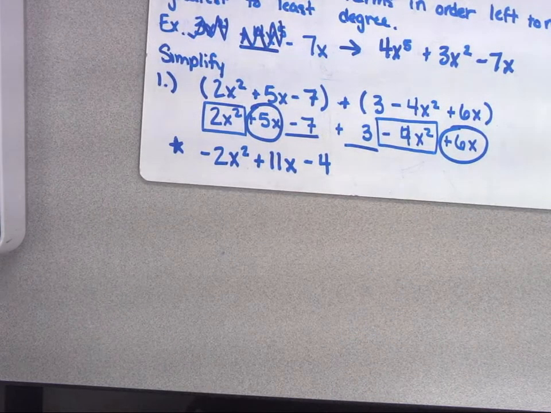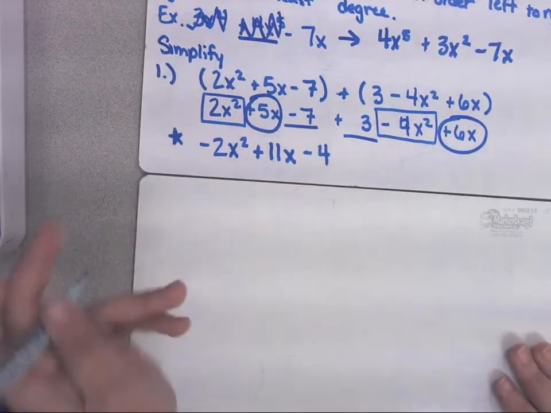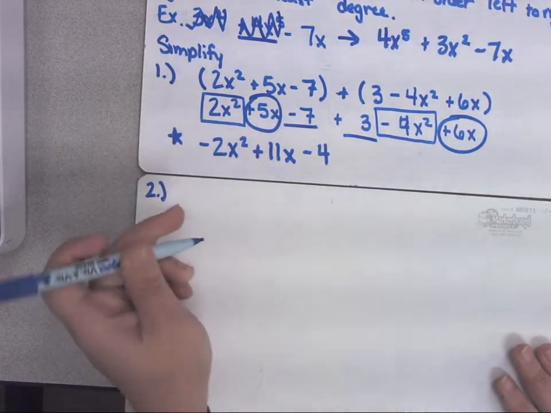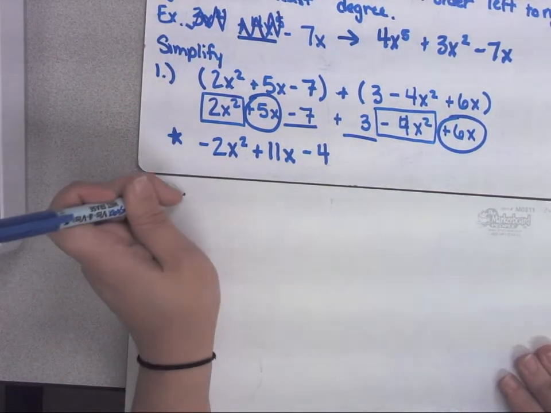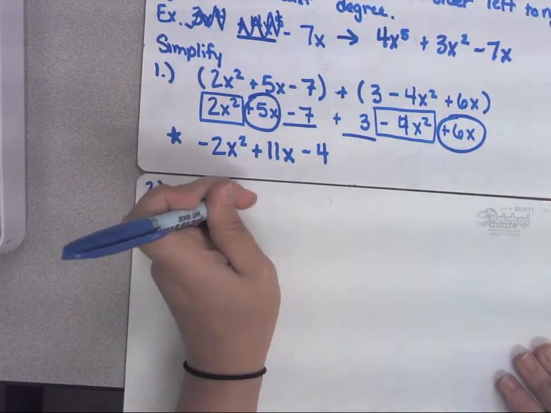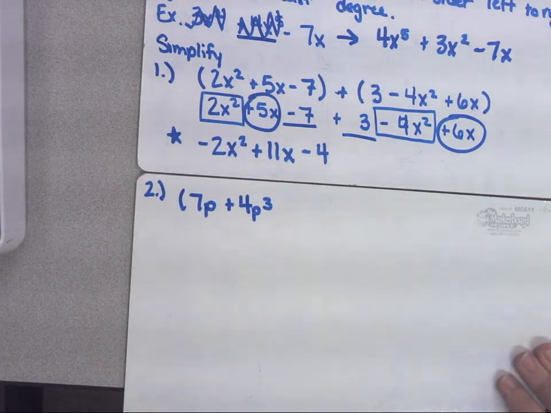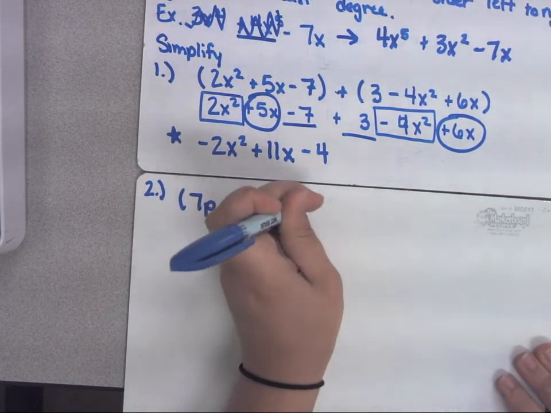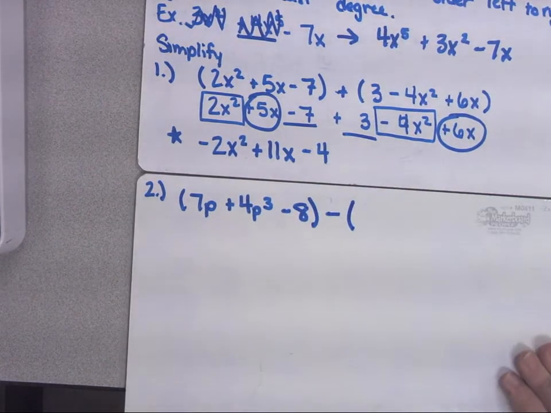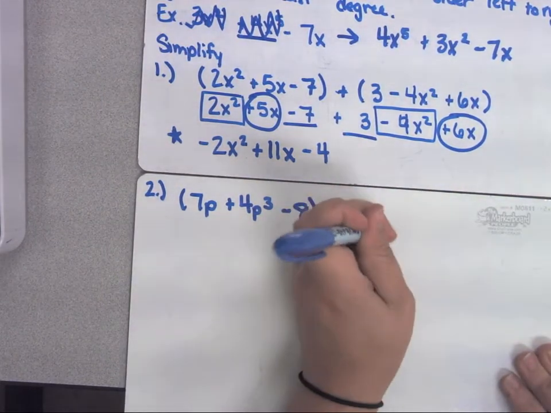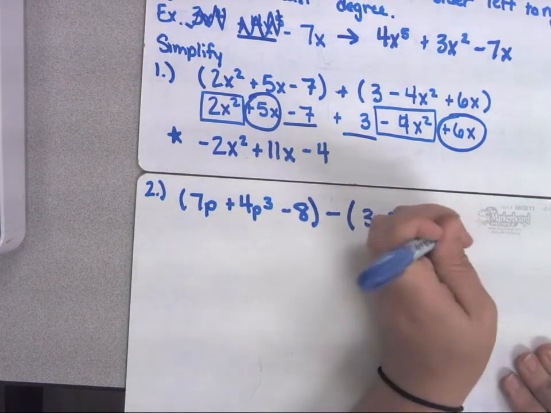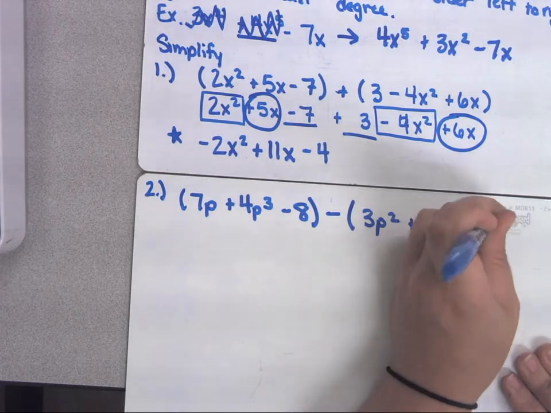Let's try a subtraction one. Change the variable to 7p plus 4p to the third. Subtract 8. Close your parentheses. Subtraction sign. Next set of parentheses: 3p squared plus 2, subtract 9p, close my parentheses.